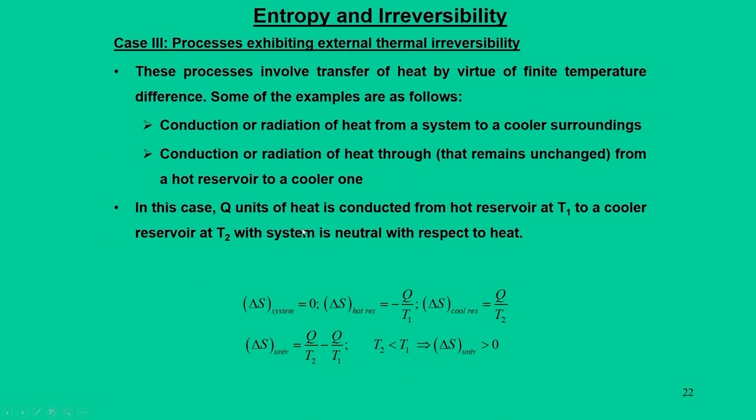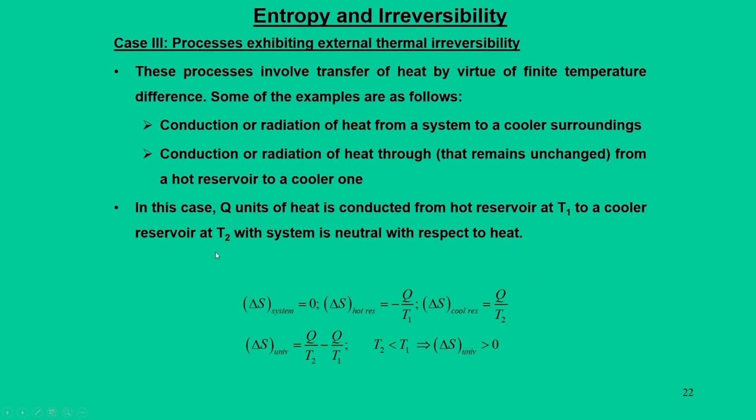The third case is processes that exhibit external thermal irreversibility. These processes involve the transfer of heat by virtue of a finite temperature difference. A typical example is conduction or radiation of heat from the system to cooler surroundings, or from a hot reservoir to a cooler one. If we take a particular example, we have some q units of heat conducted from a hot reservoir at T1 to a cooler reservoir at T2.